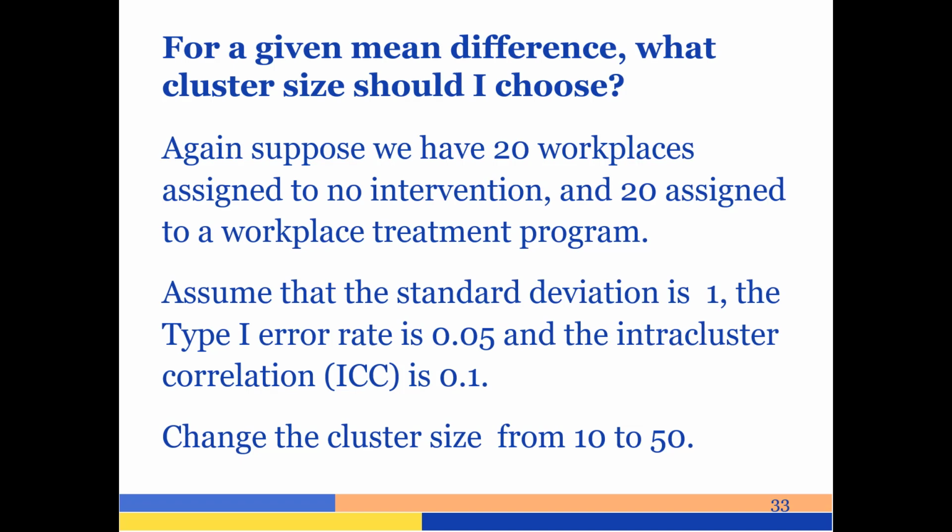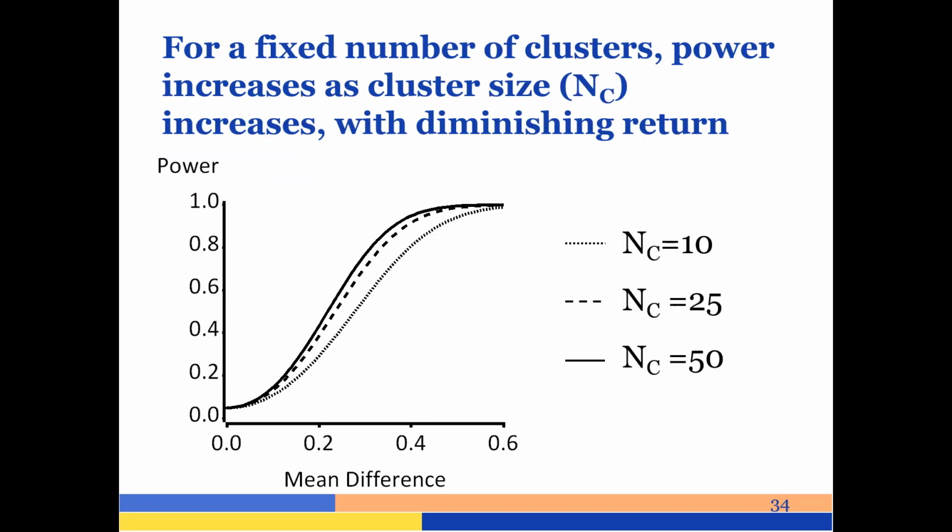This time we are going to look at what cluster size we should choose, given mean difference. Given the mean difference values, what cluster size should we choose? This graph tells us the cluster size of 50, the largest cluster size shown, has the most power, which makes sense because the sample size has gone up. It's not doing me that much good though, because you could see that a cluster size of 25 and even 10 is also pretty close.